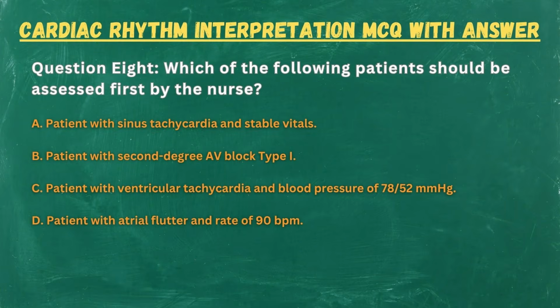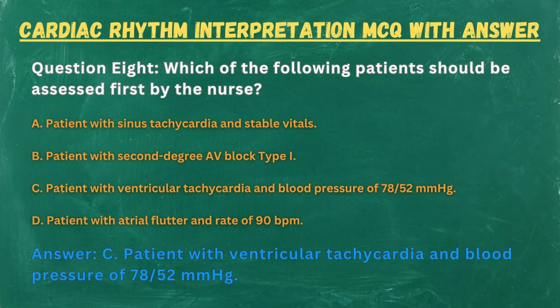Question 8. Which of the following patients should be assessed first by the nurse? A. Patient with sinus tachycardia and stable vitals. B. Patient with second-degree AV block type 1. C. Patient with ventricular tachycardia and blood pressure of 78/50 mmHg. D. Patient with atrial flutter and rate of 90 BPM. Answer: C. Patient with ventricular tachycardia and blood pressure of 78/52 mmHg.